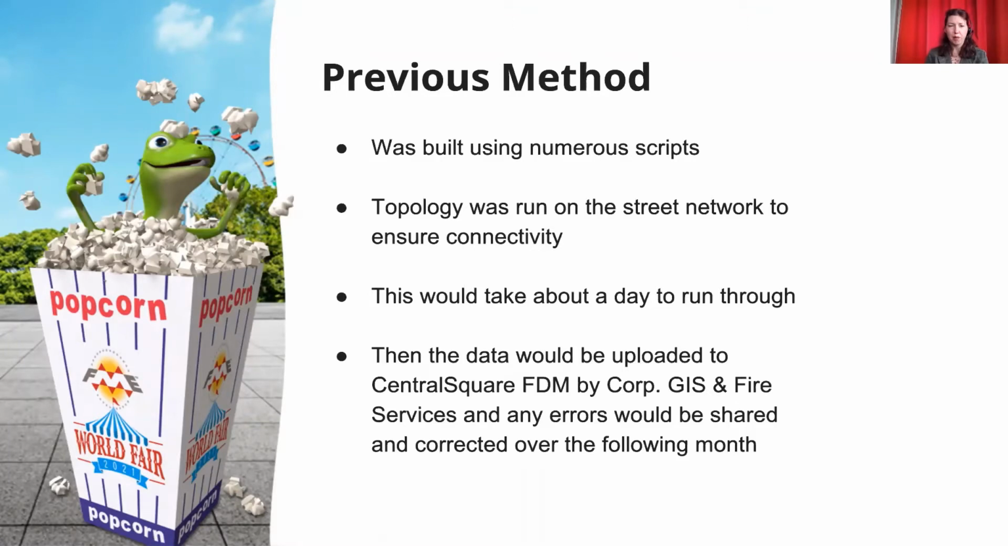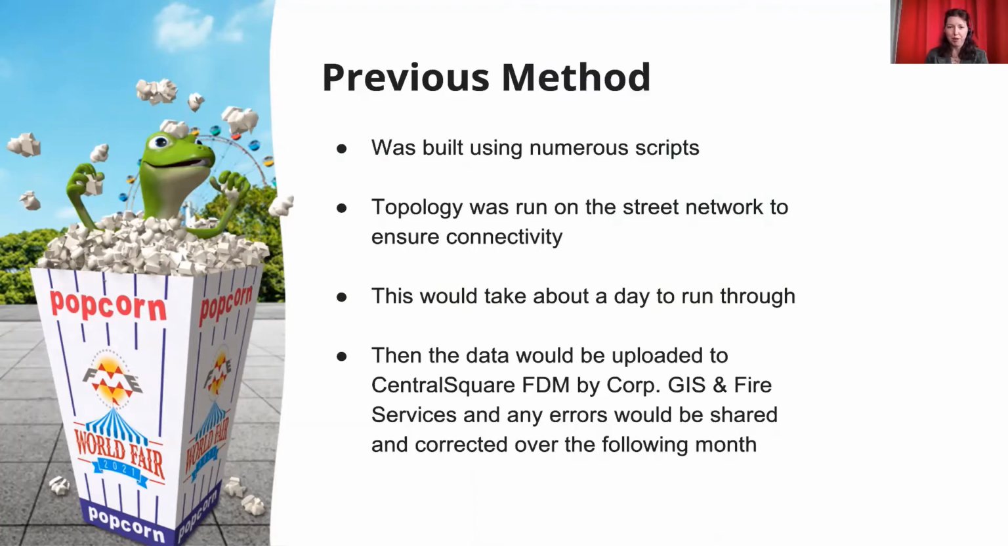So our previous method was carried out by running about 10 to 15 scripts. Then topology tools in ArcMap would be run to ensure connectivity. These processes would take about a day to complete.